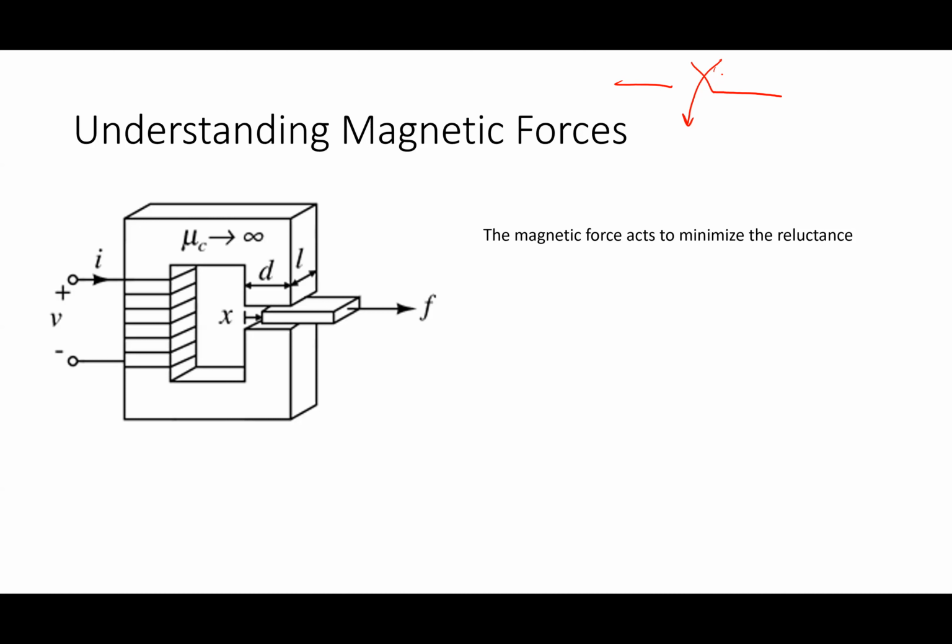So when I put this little F right here, I'm basically saying this guy has the ability to produce a force, which means he's got the ability to produce motion. So I want to figure out how to calculate what that force is going to be. Now the important thing is, as we're going to see, the magnetic force always acts to minimize the reluctance. So what it's going to do is try to make the reluctance in the circuit smaller.